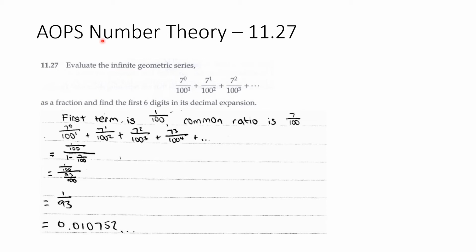AOPS number theory 11.27. Evaluate the infinite geometric series as a fraction and find the first 6 digits in its decimal expansion. The first term is 1 over 100, and the common ratio in all of these fractions is 7 over 100. So this is equal to 1 over 100 divided by 1 minus 7 over 100, which is equal to 1 over 100 divided by 93 over 100, which is equal to 1 over 93. If you do long division and find the first 6 digits, it is 0.010752.